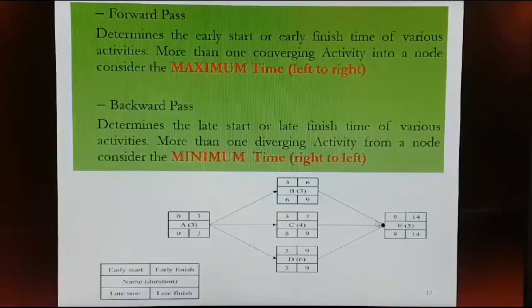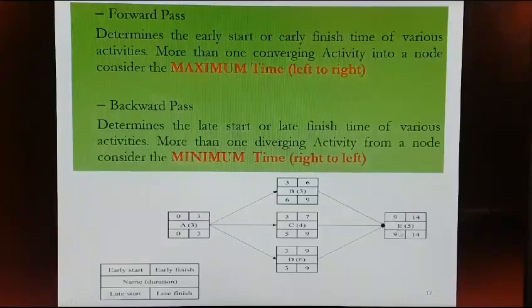So in the forward pass, now the earliest finish time of activity B is 6 and activity C is 7 and activity D is 9. Now when we move to the next activity E, you have to take the maximum of these three values, 6, 7, 9, which is the maximum, 9 is the maximum. So 9 you take as the earliest start time of activity E. That is the meaning of forward pass.